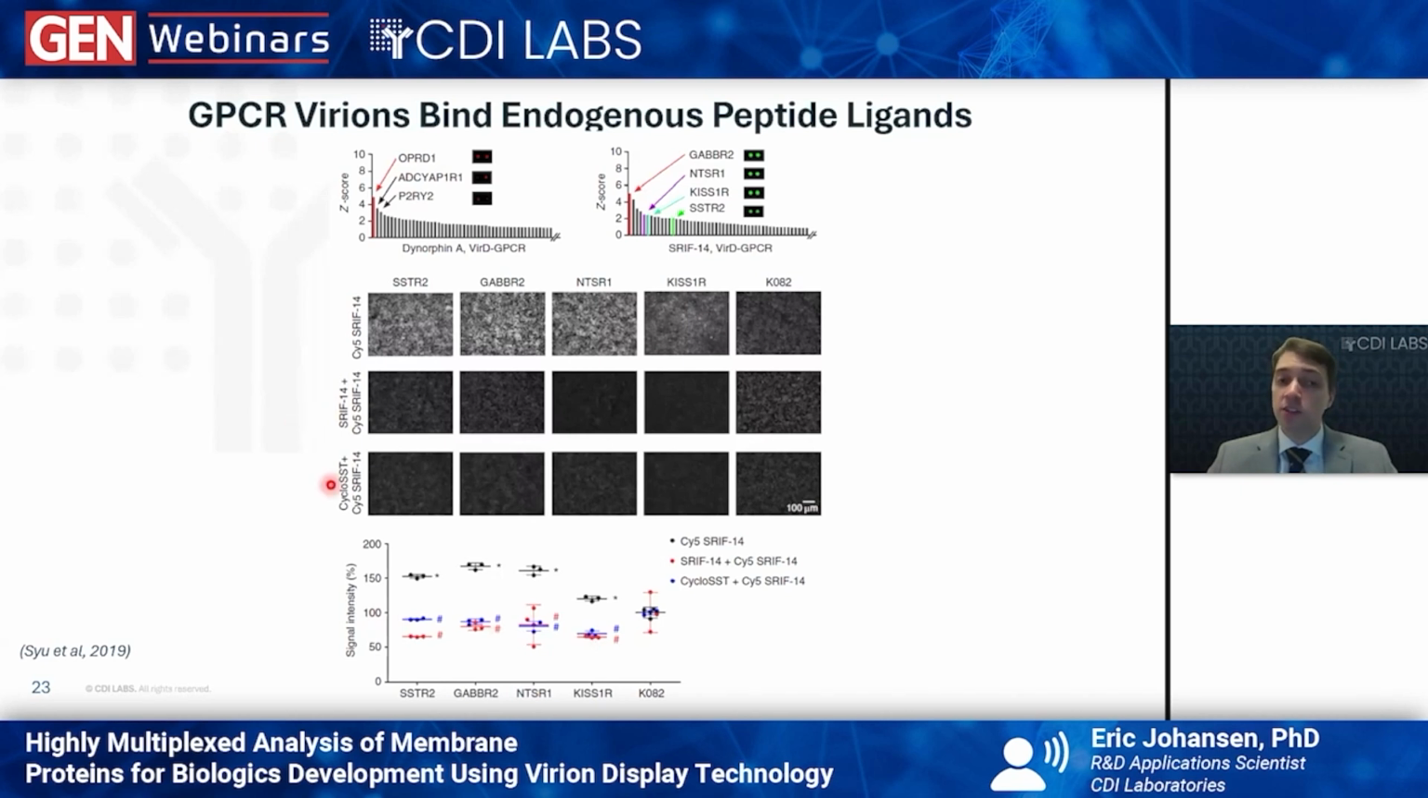Lastly, we can add a similar type of analog of SIRS, cyclostomatatin, and we see the same pattern which drives off the signal, or the fluorescently labeled peptide binding to the GPCRs. So this is indeed showing that the GPCRs are binding the peptide specifically and that it can be competed off in a specific fashion.